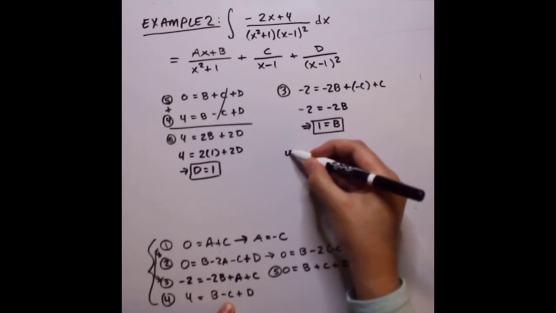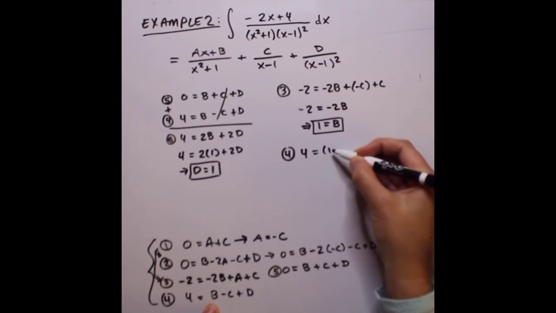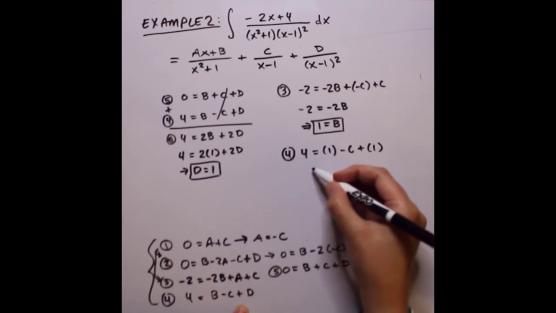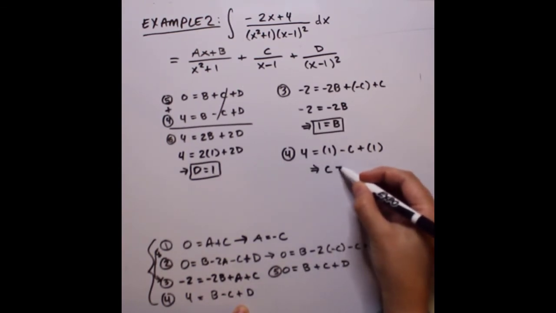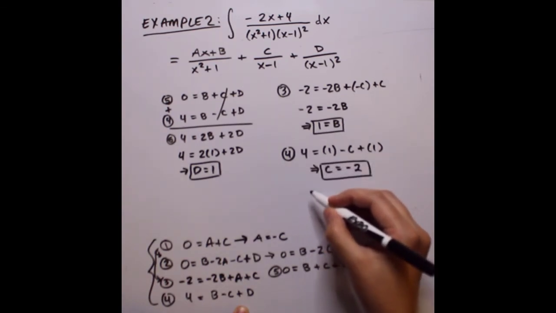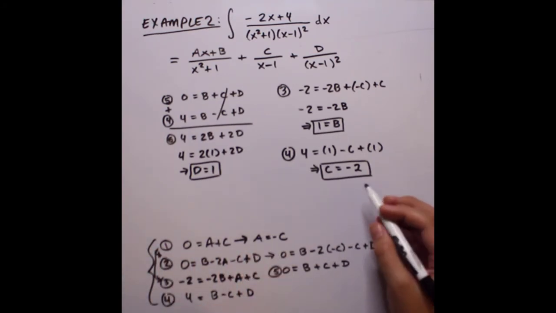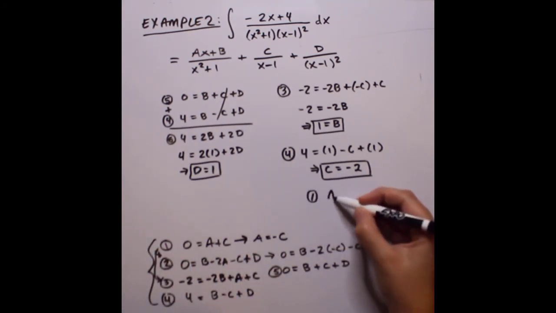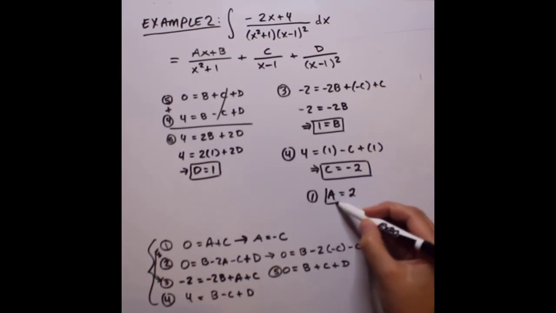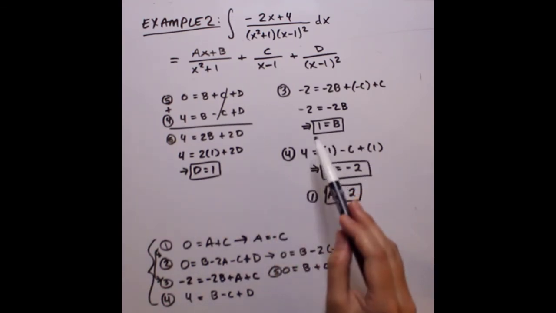So I'm going to plug into equation 4 now. Equation 4 was 4 equals b, which is 1, minus c plus d, which was 1. And so that tells us that c is negative 2 if you solve that for c. Okay, last one. We have to now find a, and we know from the first equation that a is negative c. So from equation 1, we know that a is negative times negative 2, so that's 2. Okay, we found them. So quite a bit of algebra, but we found a, b, c, and d.